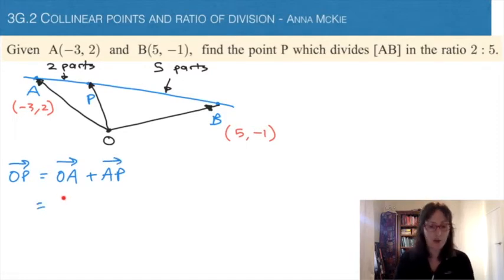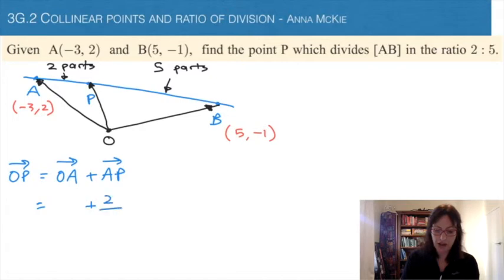So what else do I know about this? O to A I do know, so I can write that in a minute. What about A to P? Well, I don't know what P is, but I do know A to B. I could work that out because I've got information about that. And I know that from A to P is 2 parts of that line. So our scalar there we can create of 2 out of how many parts in total? It was 7 of the line AB.